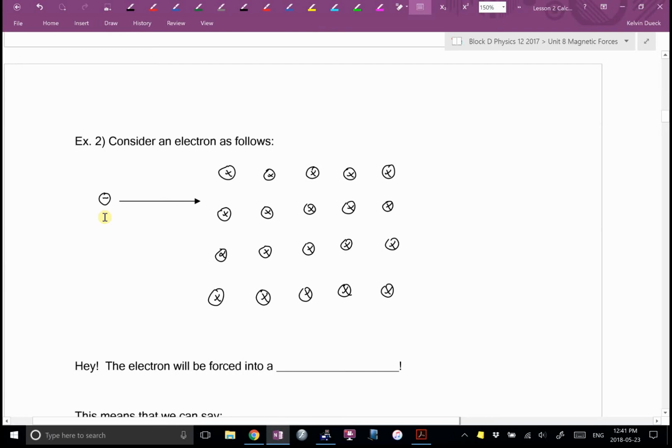Let's build a particle accelerator. Let's build the Large Hadron Collider. That's how Barry Allen got super.